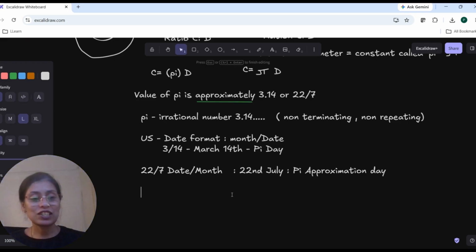So this is just some fun facts, and there is the history behind finding out the value of pi, the different methods the different mathematicians took. All that you can just read in your Ganita Manjari book, chapter 6. That's a very interesting read, and you'll really enjoy it.